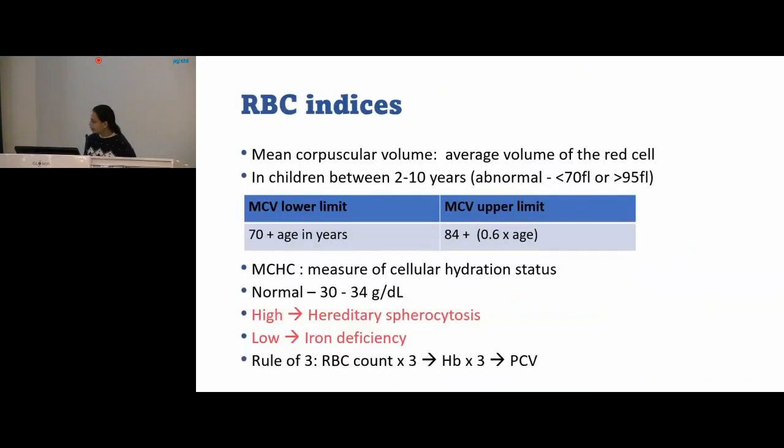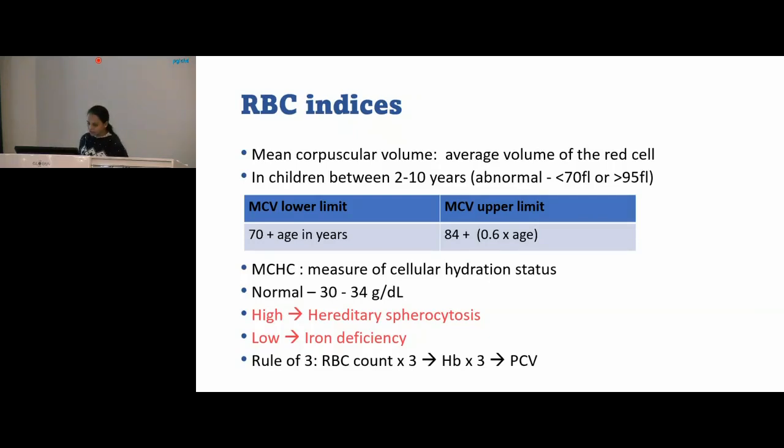Now that we have seen how to arrive at an etiology, let's come to some of the most important RBC indices which will help us in doing so. First would be your mean corpuscular volume, which stands for the average volume of the red blood cell. In children between 2 to 10 years of age, anything usually less than 70 femtoliters or more than 95 is considered abnormal. Based on this formula, you can get the lower and upper limits of MCV, or broadly remember that less than 70 or more than 95 is abnormal. And based on that, you can find out what could be the etiology.